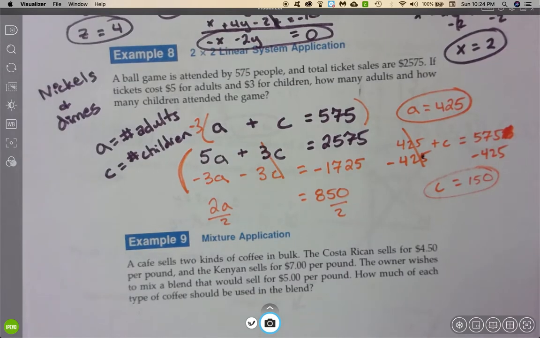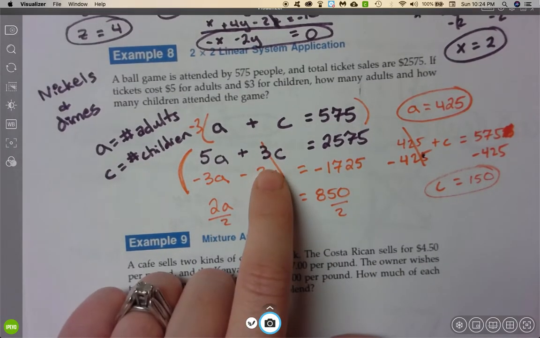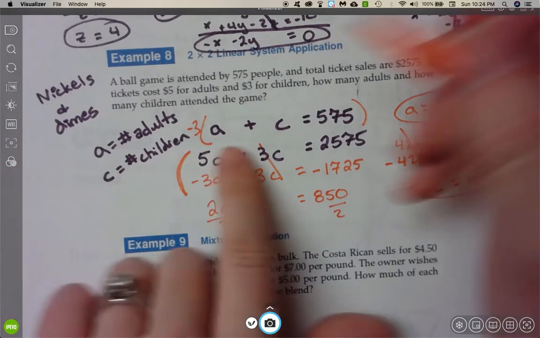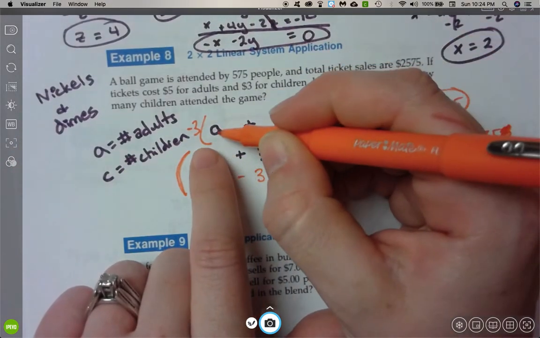So setting up the system was the hardest part in that case. Nickels and dimes would be the same way. If they tell me that there's 100 nickels and dimes, you would say nickels plus dimes equals this much.